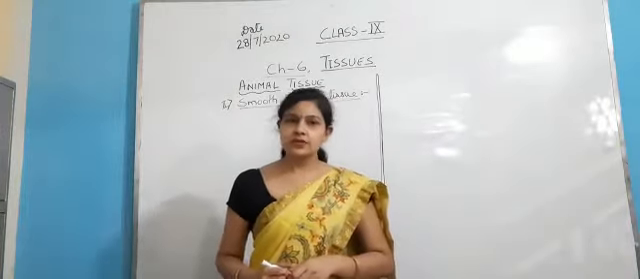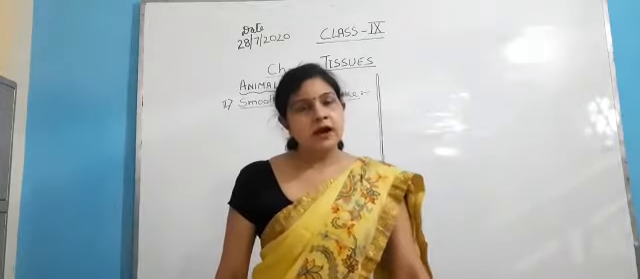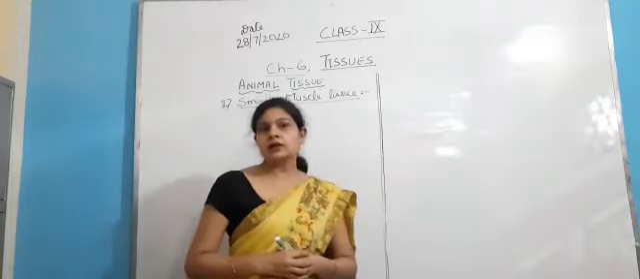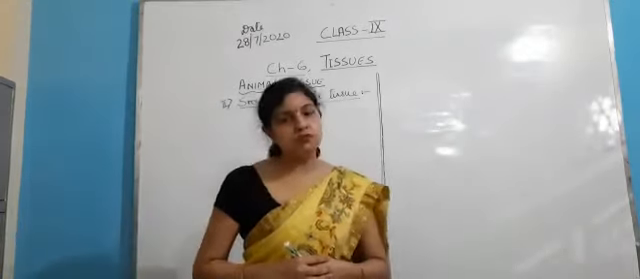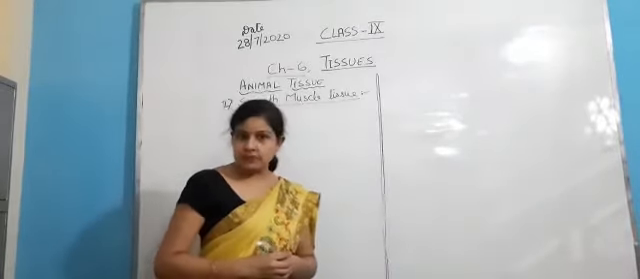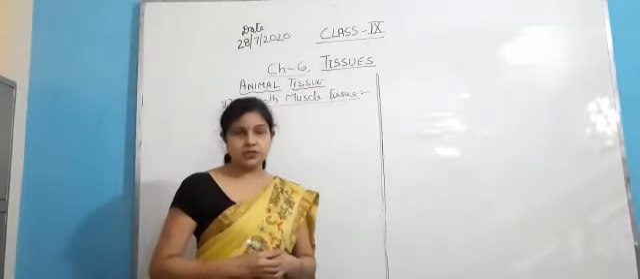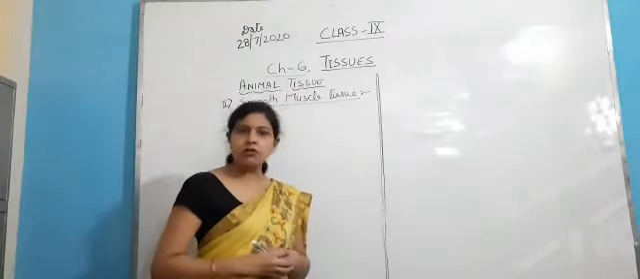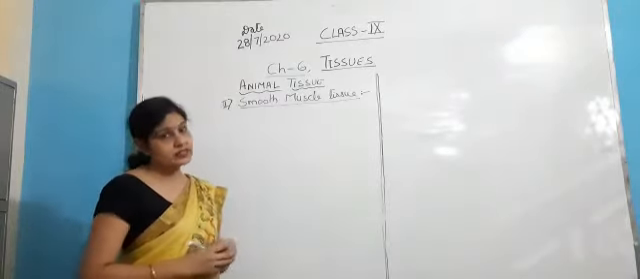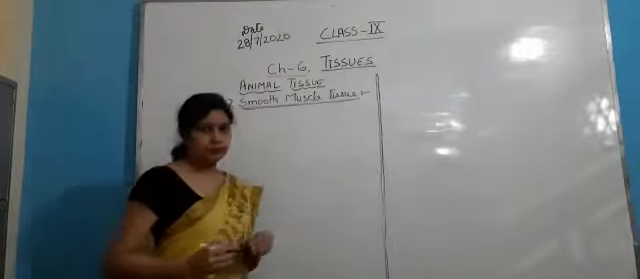Good morning, dear children. In the last lecture, we were studying the muscle tissue, and I told you that there are three types of muscle tissues in the animal's body. One is the striated muscle tissue, another is the smooth muscle tissue, and third is the cardiac muscle tissue. In the last lecture, we already studied the striated muscle tissue, and now in this lecture, we are going to study the smooth muscle tissue.